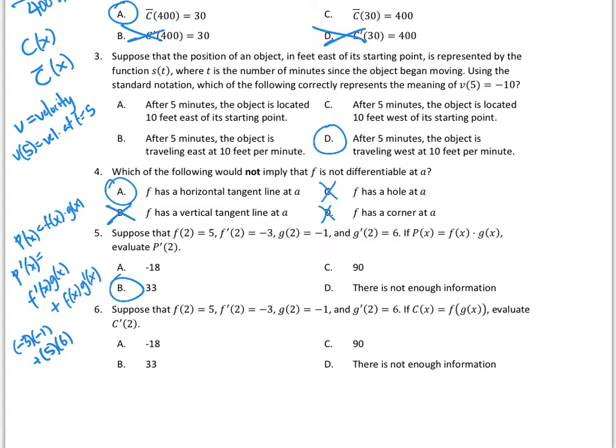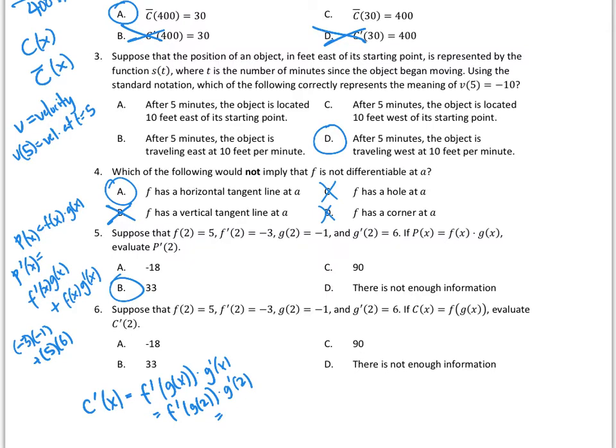Now we're given the same information, but we're given a function c, which is f of g of x. So c prime of x by the chain rule would be f prime of g of x times g prime of x. So if we plug in x equals 2, what we get is f prime of g of 2 times g prime of 2.